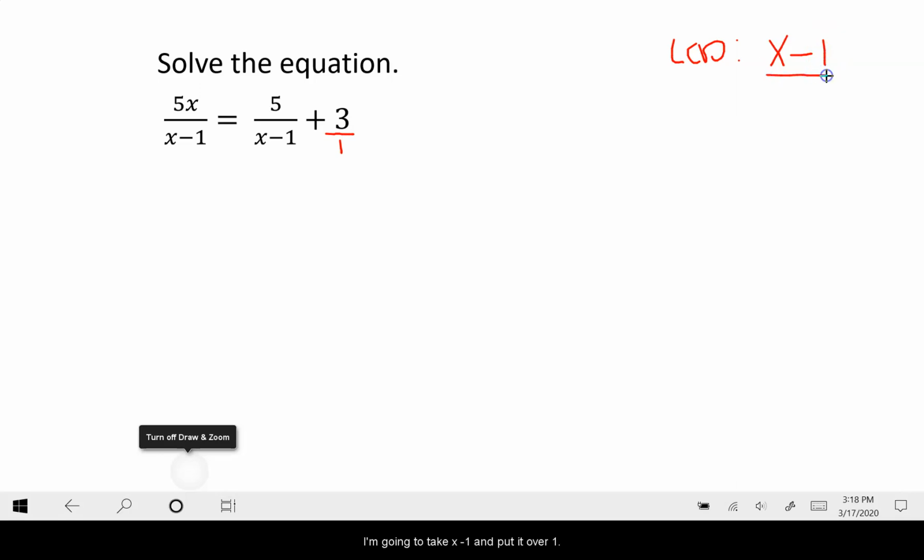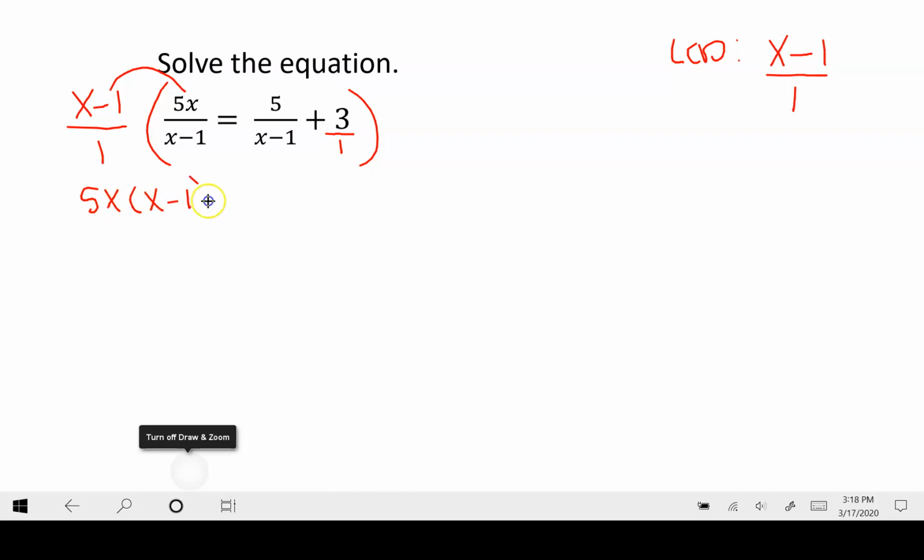So I'm going to take x minus 1 and put it over 1 and multiply our entire equation with x minus 1. So distribute it in. 5x times x minus 1. Now multiply the bottoms. x minus 1. Bring down your equal.